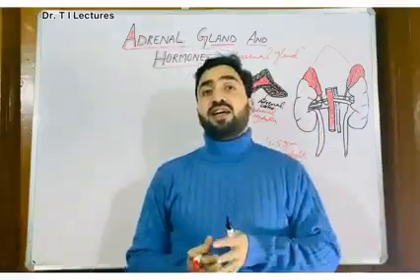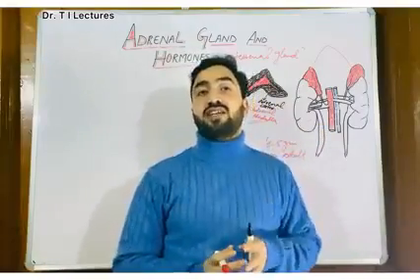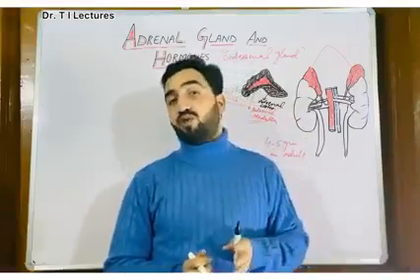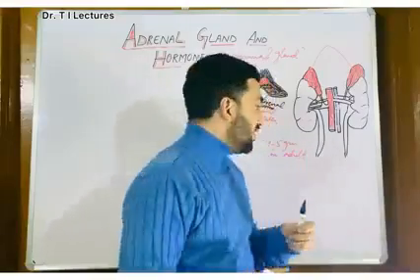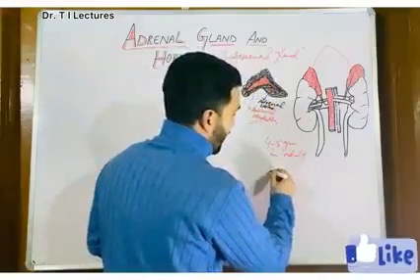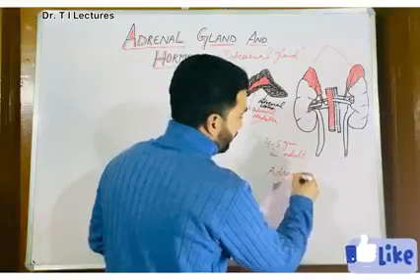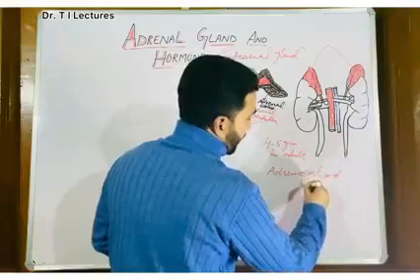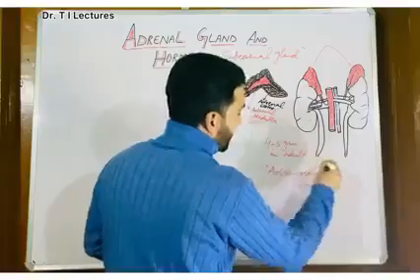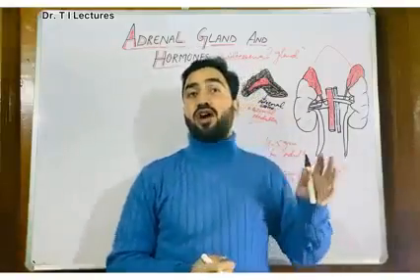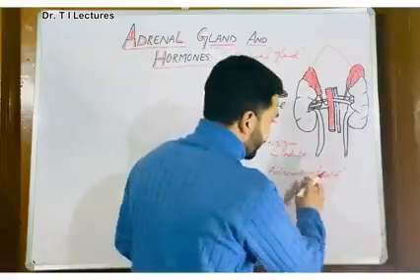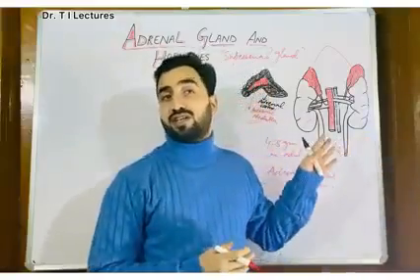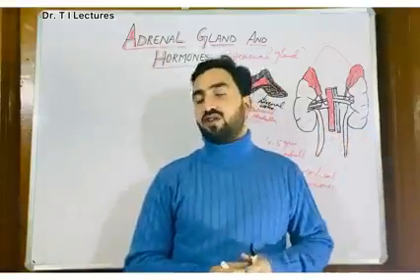The hormones of the adrenal gland are called adrenocorticoid hormones, or adrenocortical hormones, because they are a kind of steroid compounds made from cholesterol. So the hormones of the adrenal gland are called adrenocortical hormones. Why? Because they are a kind of steroid compounds made from the cholesterol, right?